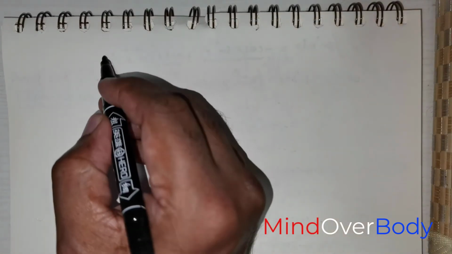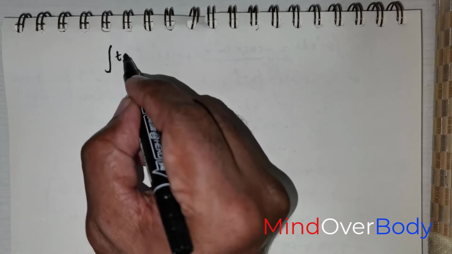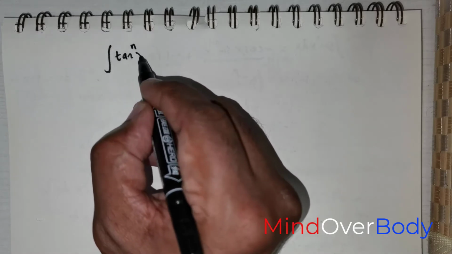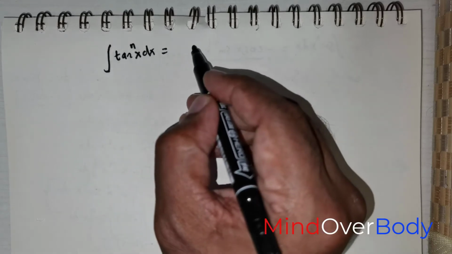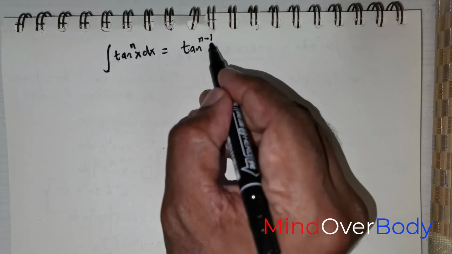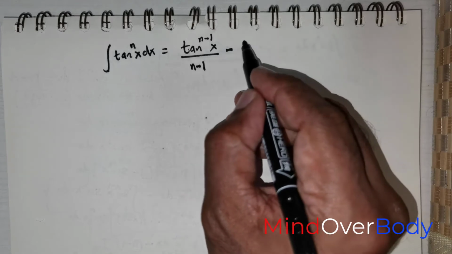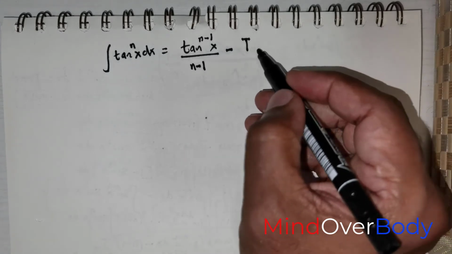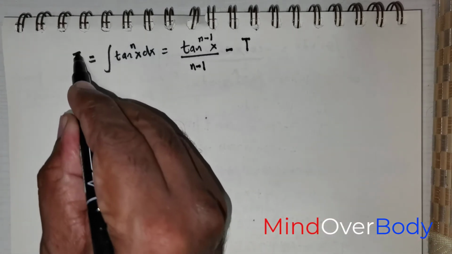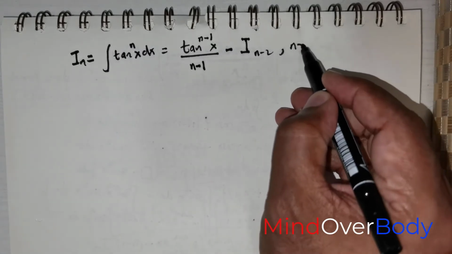Students, having obtained the reduction formula for sin x and cos x, it's time for us to obtain the reduction formula for tan. So we have a similar formula for tan. It's nothing but integral tan^n x dx is equal to tan^(n-1)x divided by (n-1), followed by minus. In fact, if you are going to be taking this as I_n, then this is going to be I_(n-2) for n greater than or equal to 2.